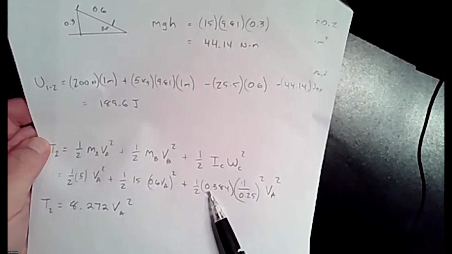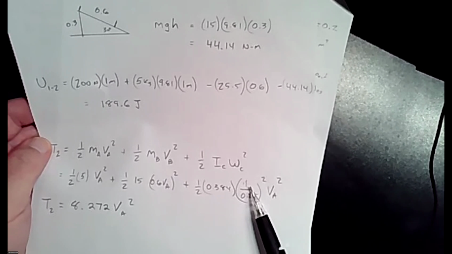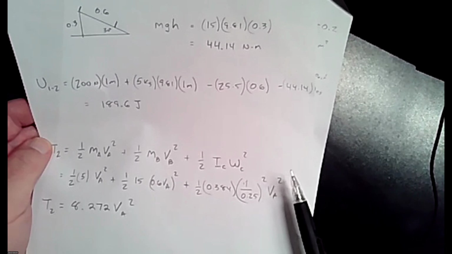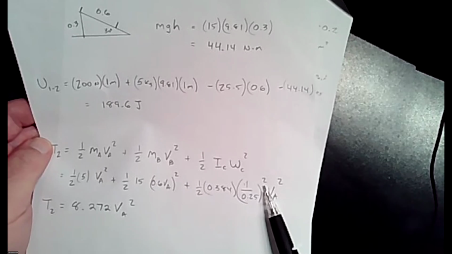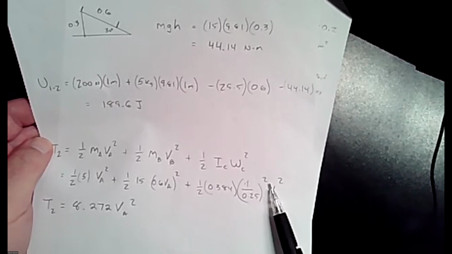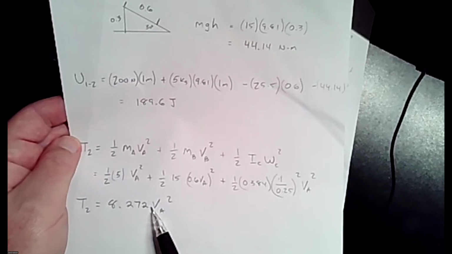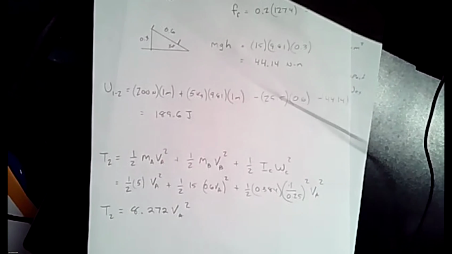And then we also know that 1/2 I omega squared, where we know that V equals omega R, or omega equals V over R. So I just pulled out the radius, 1 over 0.25 squared, and then the VA squared. So to isolate A, now I know that my T2 is just equal to 8.272 times VA squared. And voila. Again, this is the quick version, but you should be working this through on your own.